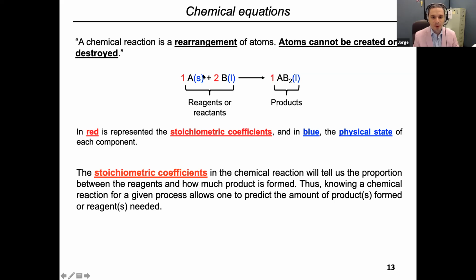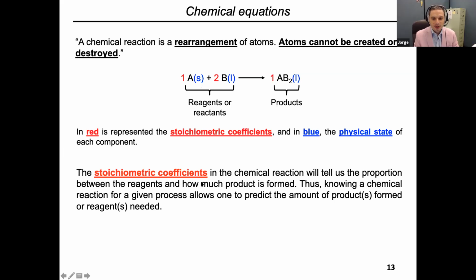The numbers in red represent the stoichiometric coefficients, and they give us the ratio between the two reagents in this case and how much product is formed. Okay, always pay attention to the stoichiometric coefficients. And in blue, what we have is always the physical state of each component. If you know the physical state, you can put it in the equation. If you don't know, then leave it without it.